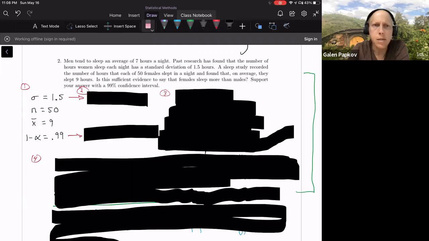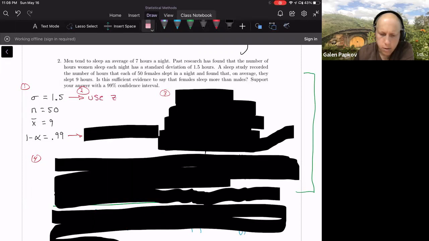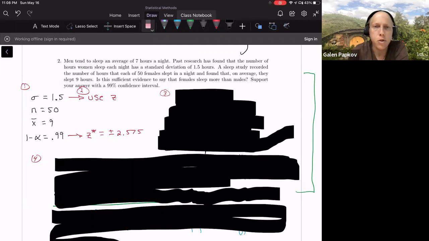All right, so since sigma is known, if you got that, you should have chosen to use the Z table, which means that you'd get a critical value of 2.575 or something really close to that, 2.57, 2.58. If you happen to have looked up online, you'd find that the exact value is 2.576, but I'm not picky about that detail. As long as it's something like one of those 3 or 4.